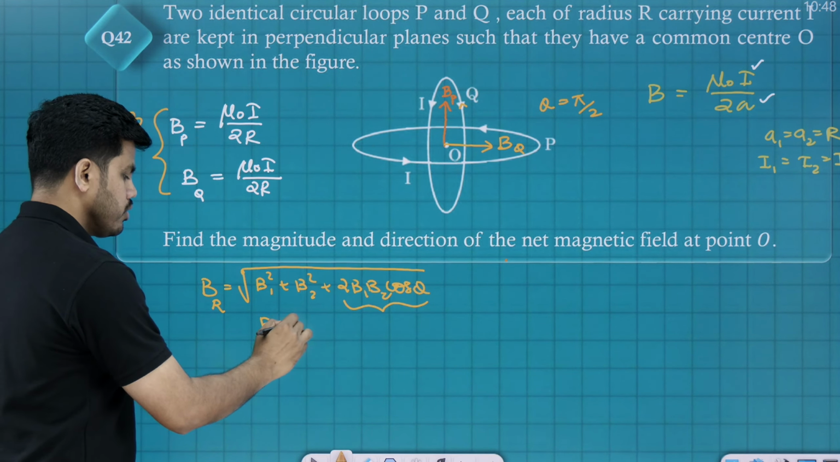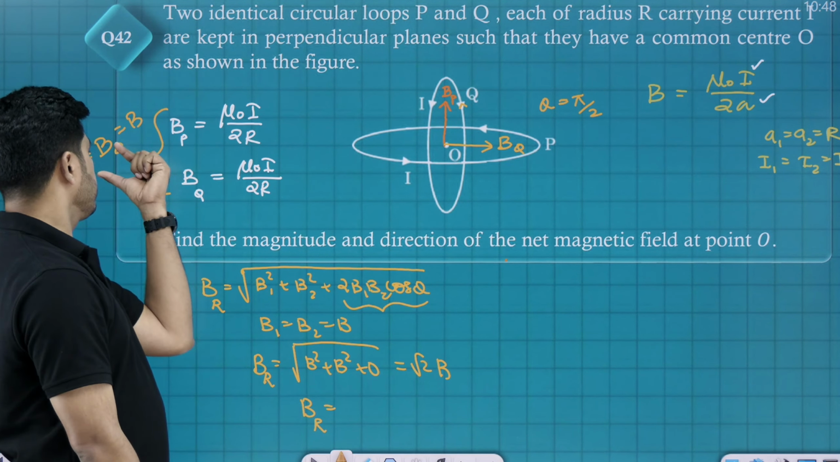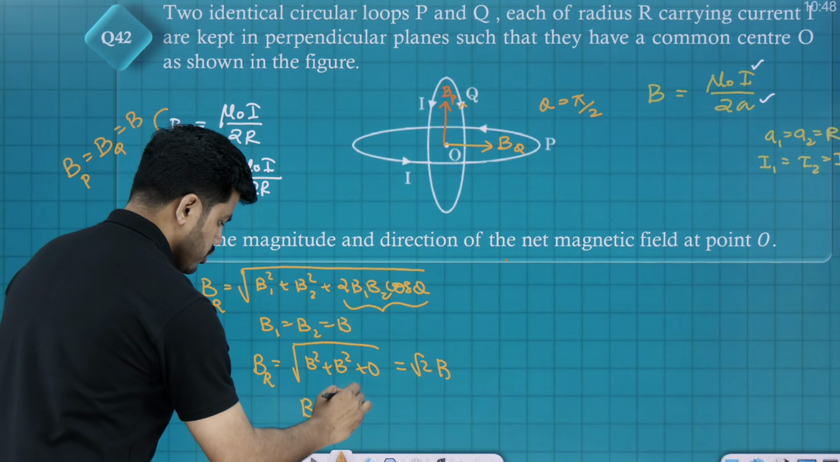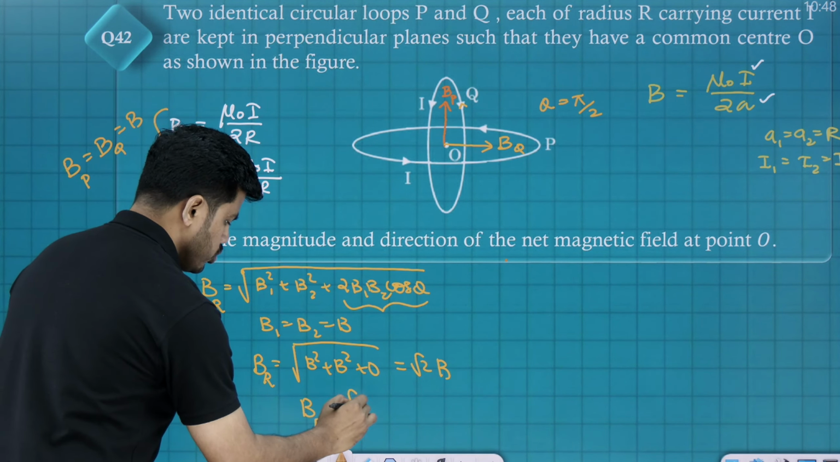And we have B1 is equal to B2, that is equal to B, right? Magnitude wise, they are equal. So I can say BR, the resultant magnetic field, is equal to root of B1 square plus B2 square, which becomes B square plus B square, plus 0, because the third term will be 0, cos theta. And this is going to be root of 2B square, that is root 2 times B, correct? Then what is the resultant magnetic field finally? The magnitude of the magnetic field is root 2 times B. B is equal to any one of these, right? So we can say root 2 times mu naught I divided by 2R. Mu naught I by 2R.